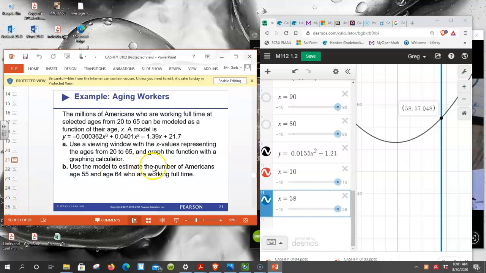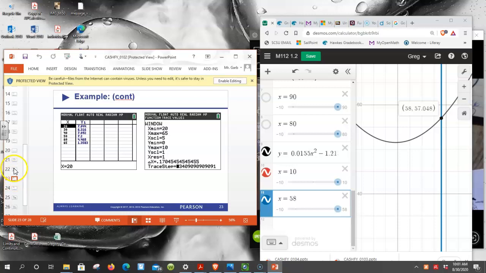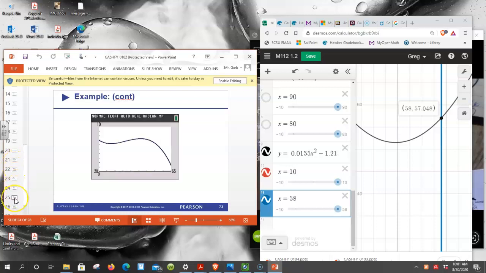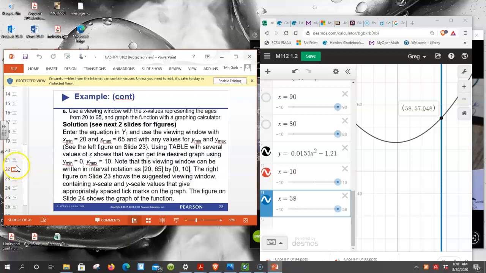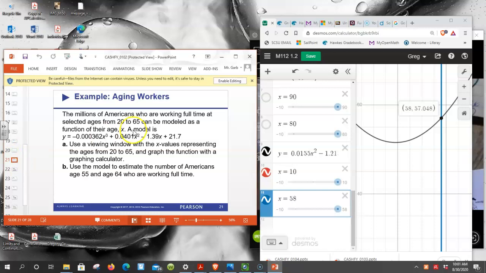Okay, so again, some more practice here on how to do that. We'll do one more maybe. Those are steps on your calculator, but we'll do it on Desmos. So there's millions of Americans. Make sure to read the problem: who are working full time from ages 20 to 65. All right. So again, you want to hit the save button.